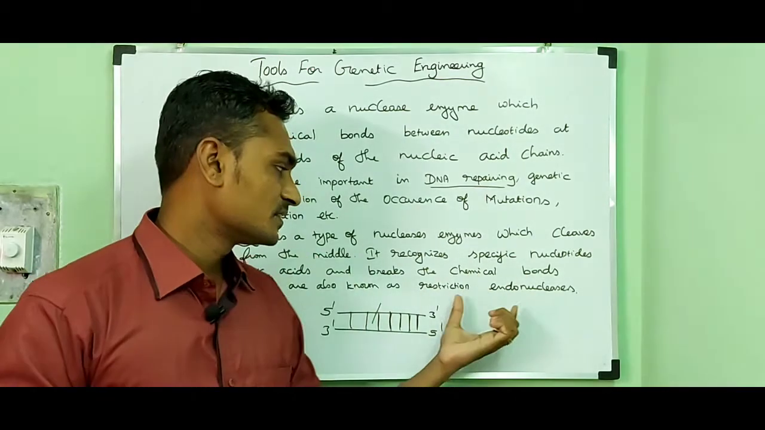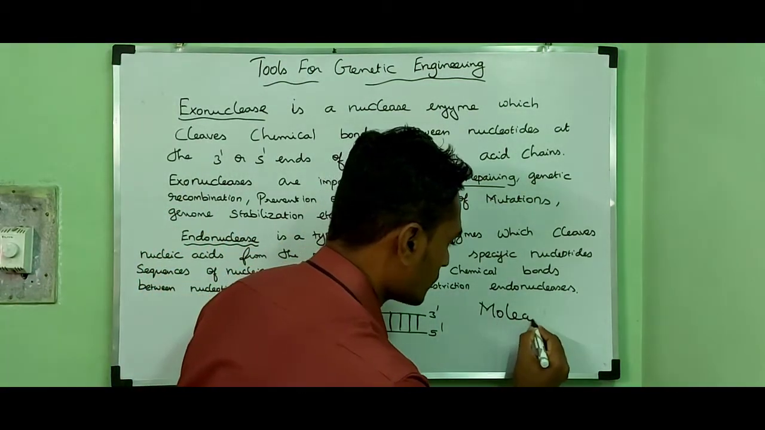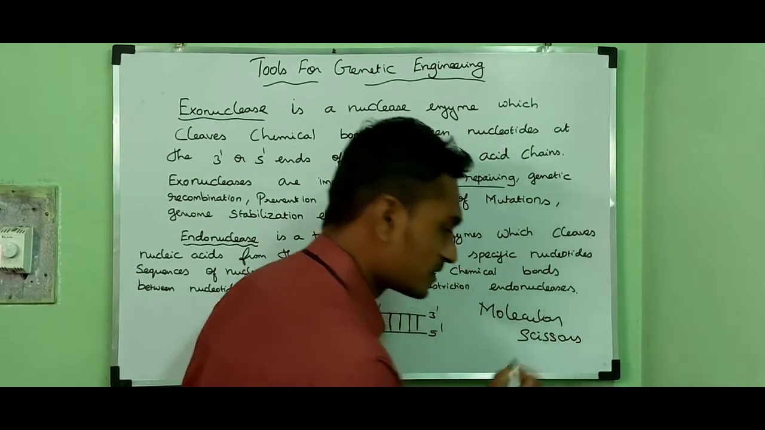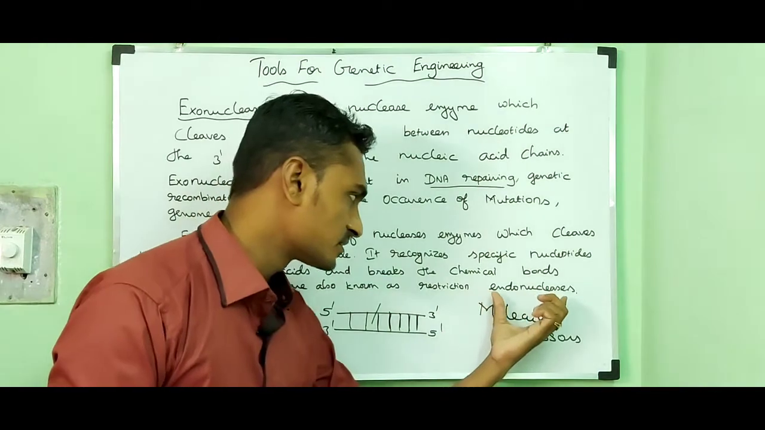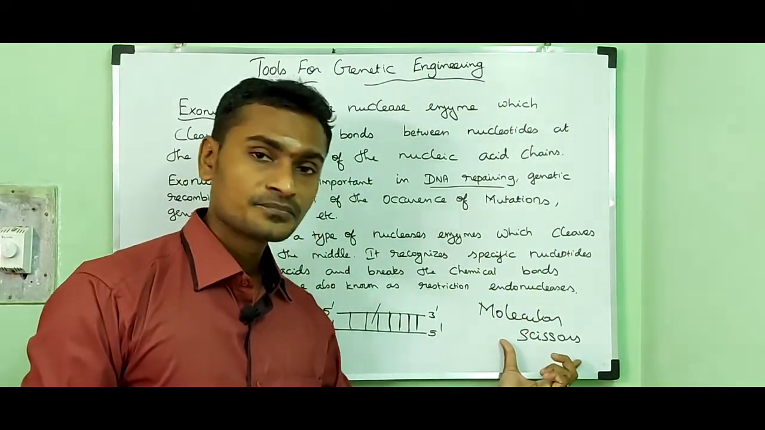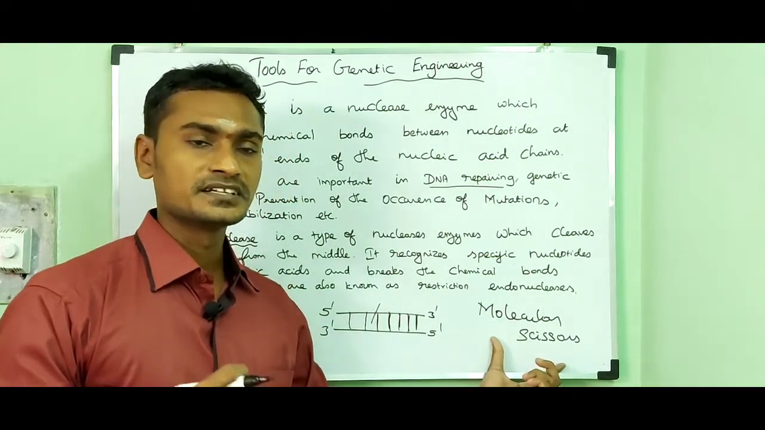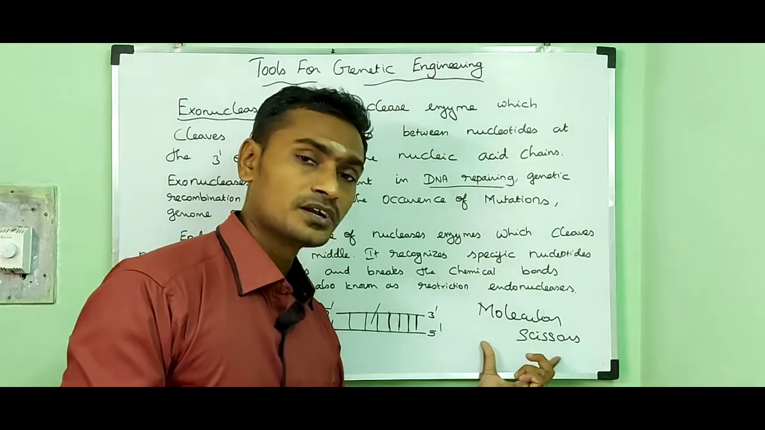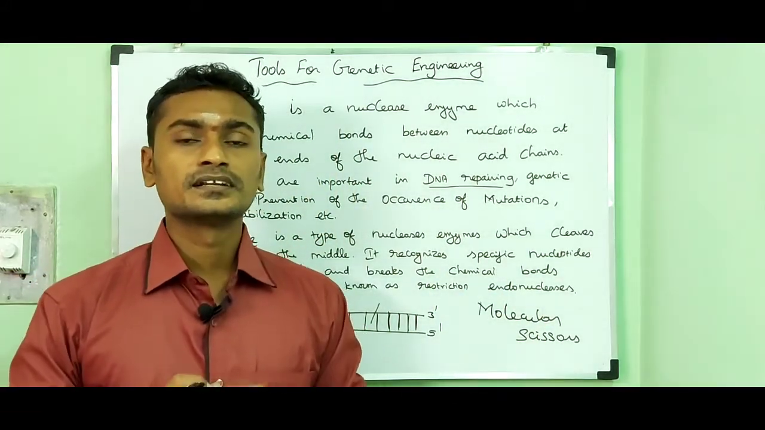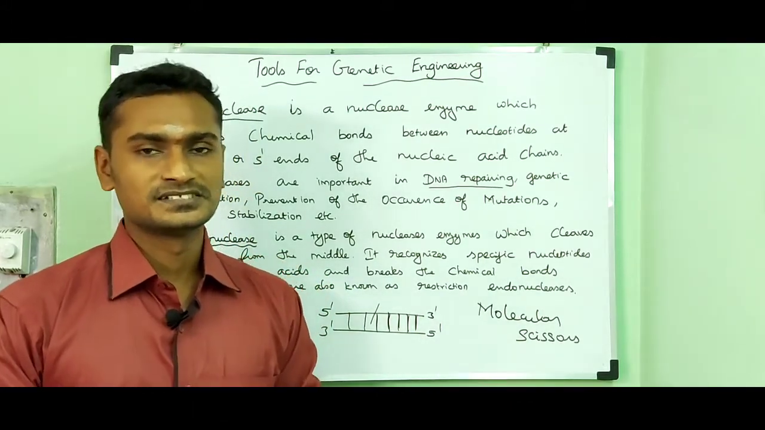Then the restriction endonucleases are otherwise called molecular scissors, because they make a cleavage on a specific region. They act like a founder of recombinant DNA technology.